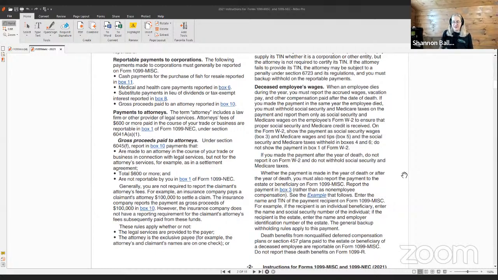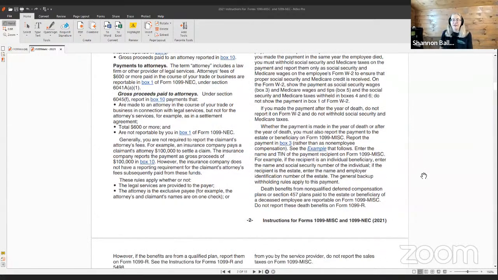And I always say box 1 and 16 on a Form W-2 together because box 1 is federal wages that are reportable as income, and box 16 is our state wages that are reportable as income. If you make the payment after the year of death, do not report it on a Form W-2 and do not withhold Social Security and Medicare taxes.